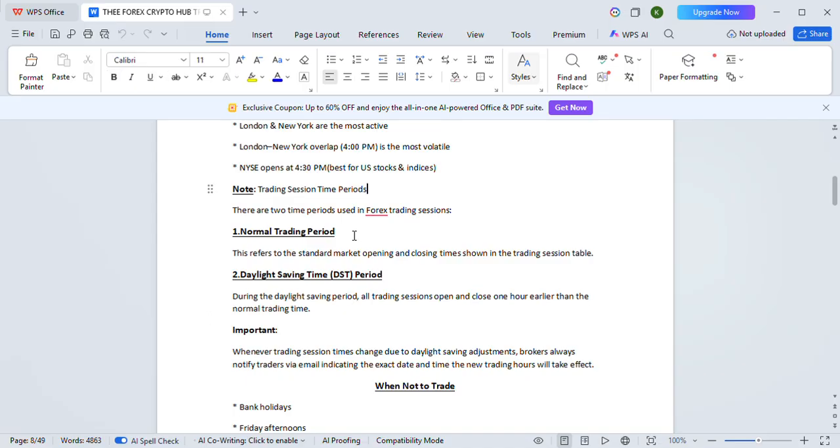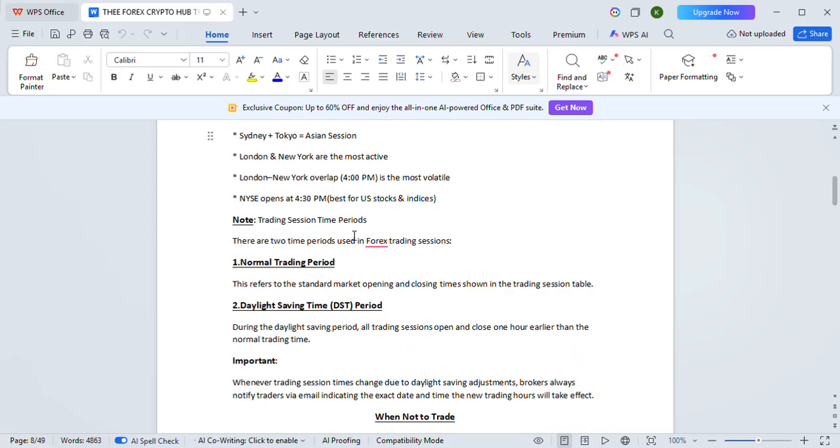The last point was the NYSE, which stands for New York Stock Exchange. It opens at 4:30 p.m. and is best for trading US stocks and indices. Note trading session time periods. There are two periods used in forex trading sessions.